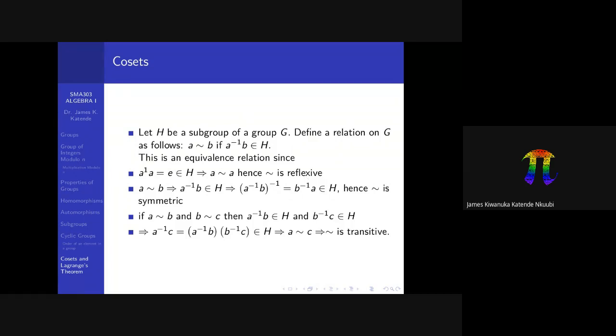So we want to define a relation on the set G. We want to check how two elements in G are related. H is fixed as a subgroup: pick any subgroup, and fix it. Then define the relation on G. That means pick any two elements in G. Those two elements will be related if the inverse of A multiplied by B will be in H. That is all. What is not clear there?